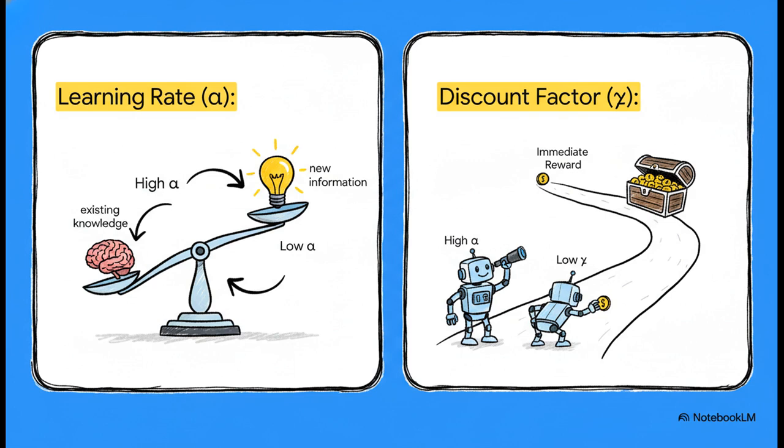The second dial is the discount factor, gamma. This one is all about foresight. A high gamma creates a patient agent that's willing to make a few boring moves now to get a huge reward later. A low gamma makes the agent impulsive, always grabbing the closest, fastest reward it can find. You can imagine how important this is for something like a chess AI, right?